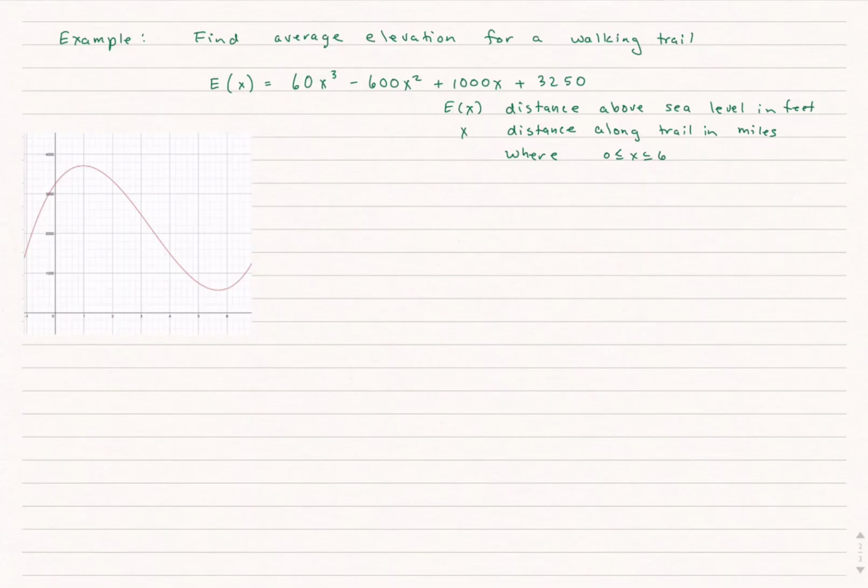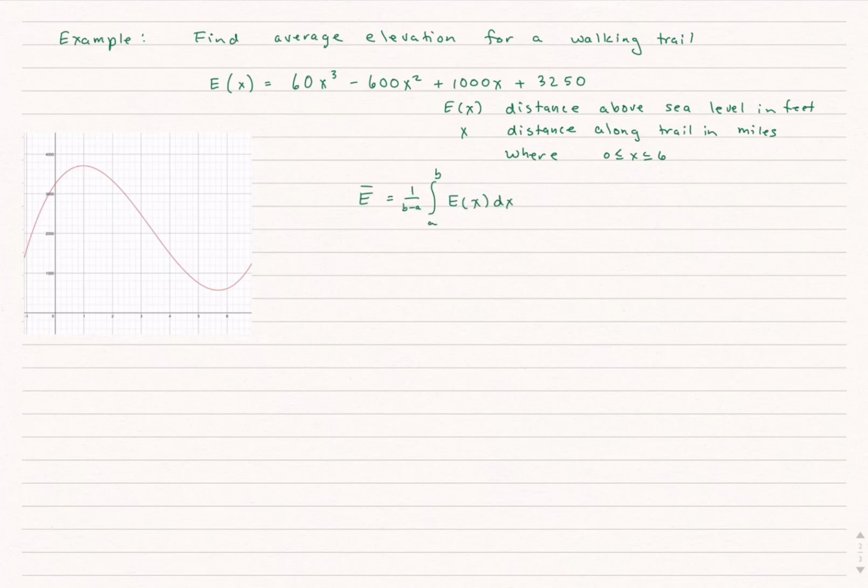Let's look at an example. Let's try to find the average elevation for a walking trail. The walking trail is given by the function E of x equals 60x to the third minus 600x squared plus 1000x plus 3250. E of x is the distance above sea level in feet, and x is the distance along the trail in miles. And let's look at x going from 0 to 6.